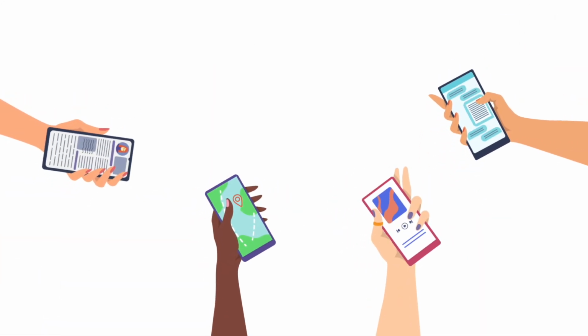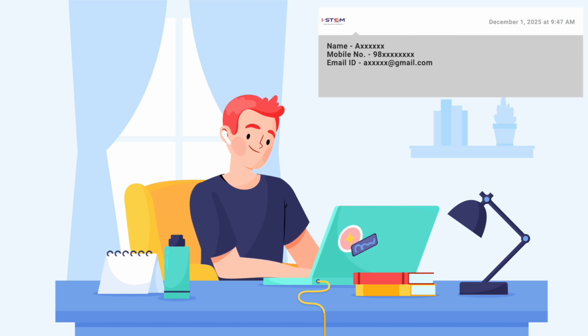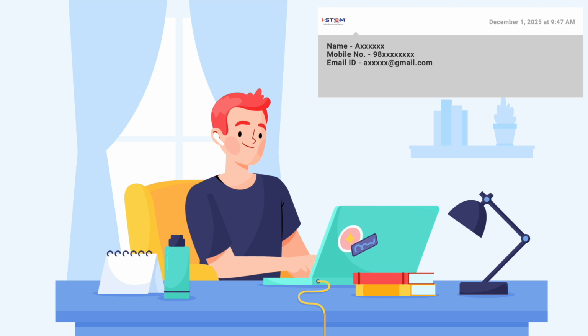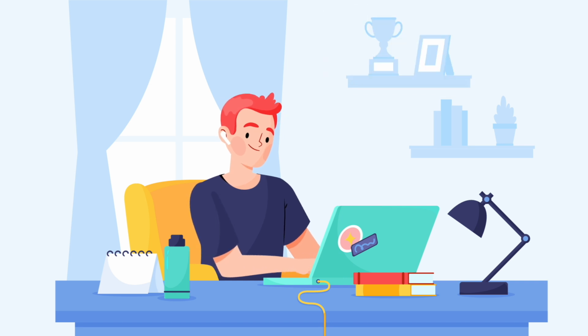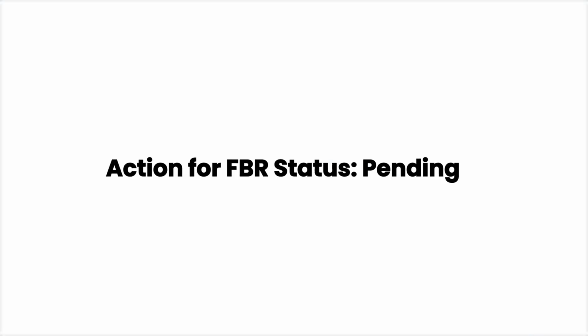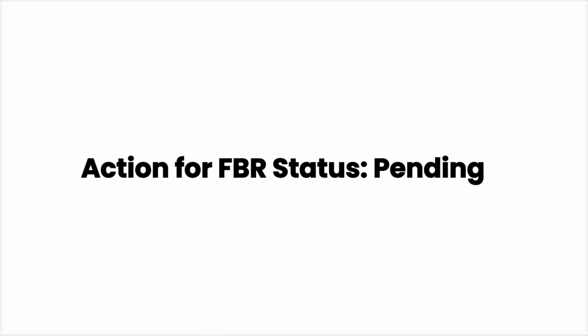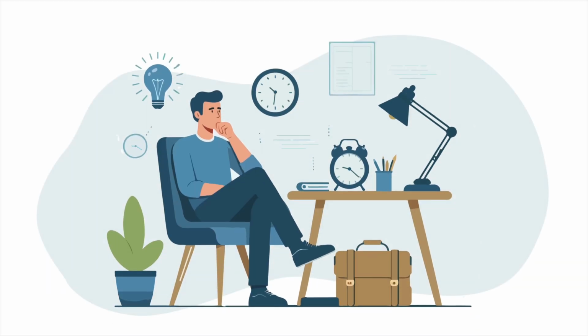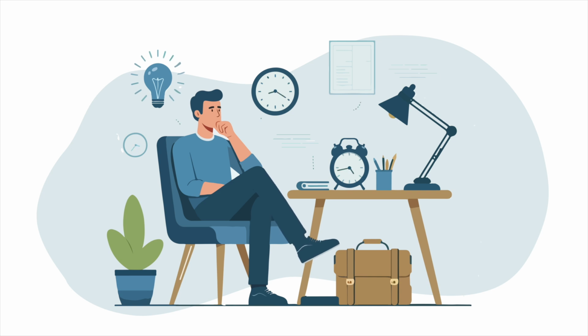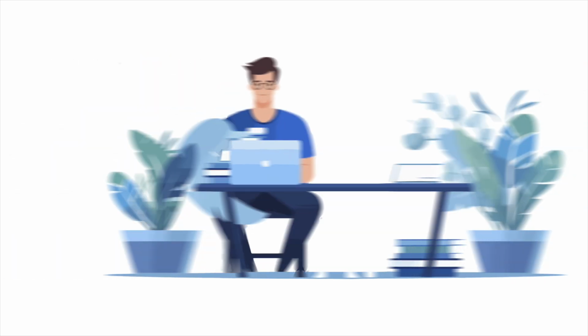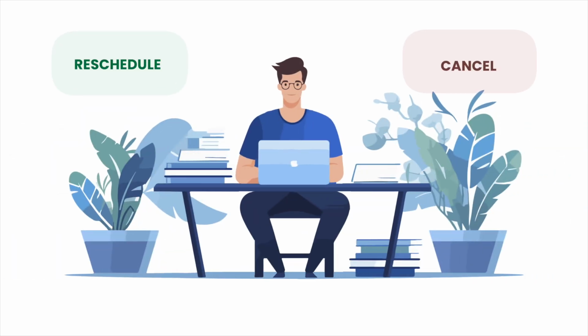The public user can view the operator's details, name, mobile number, and email ID on the FBR detailed page for all FBR statuses. Action for FBR status: pending. If the FBR status is pending, the user should wait for the operator to take the necessary action on the booking request. During this stage, the user may choose to reschedule or cancel the booking request.